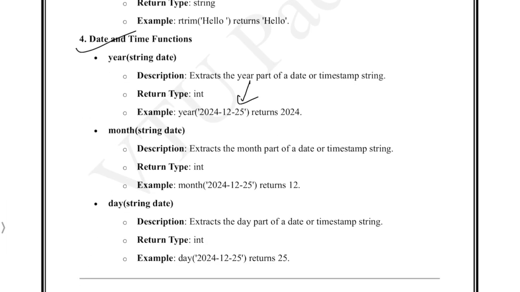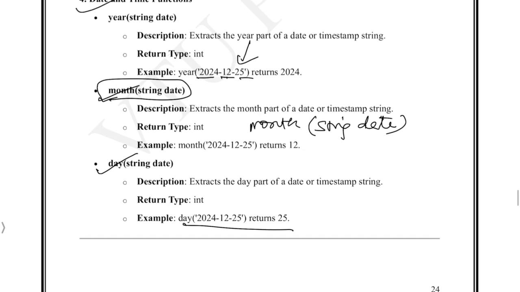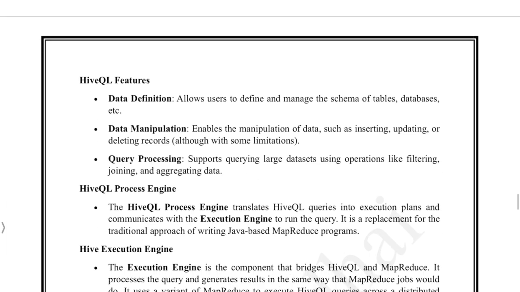Same, first extract the part of the year. If you want to return the month, the method is MONTH(string date), and you get the number of the month. At the same time you get the day as well. These are the methods for extracting a particular year, month and day.